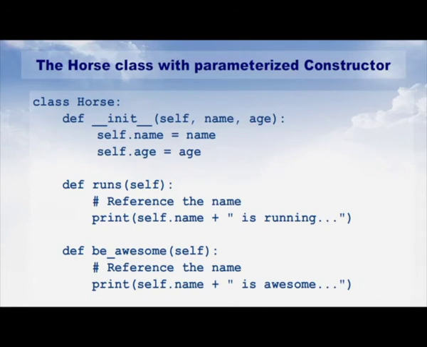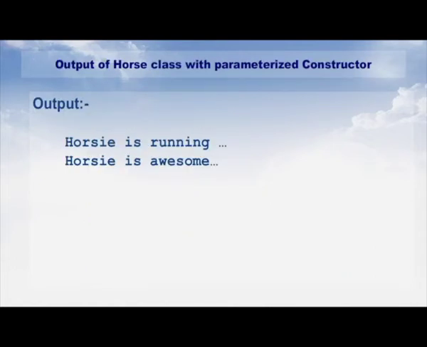Now, instead of simply getting "the horse is running" or "the horse is awesome" as we got before, what we get as the display is "horsey is running" and "horsey is awesome", where horsey is the name that we have assigned to the object we have created. We see that the name we pass to the object, the string horsey, is being printed out.